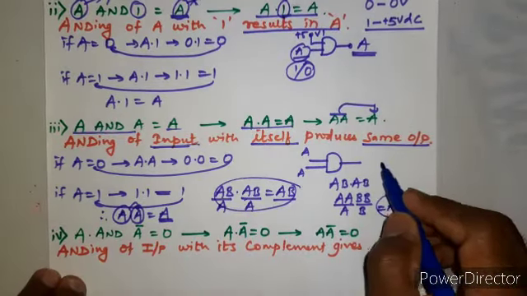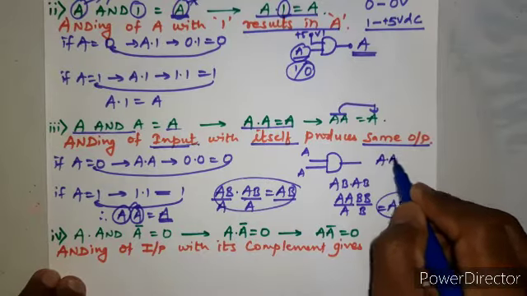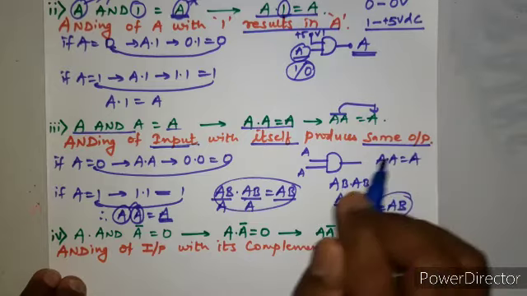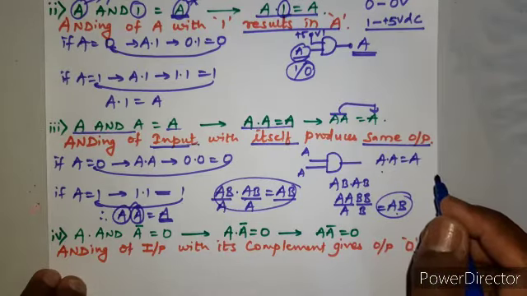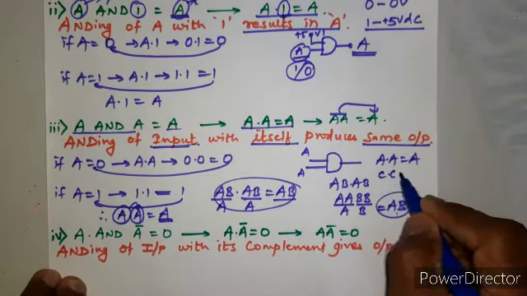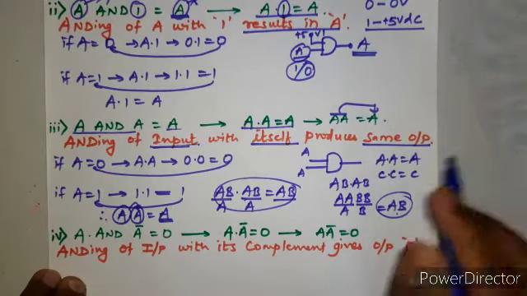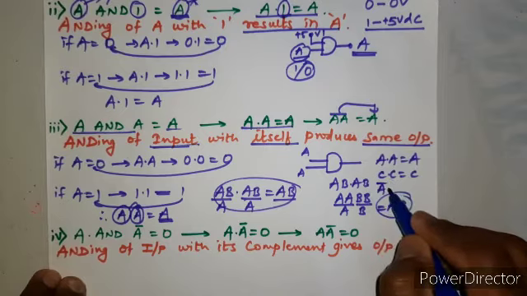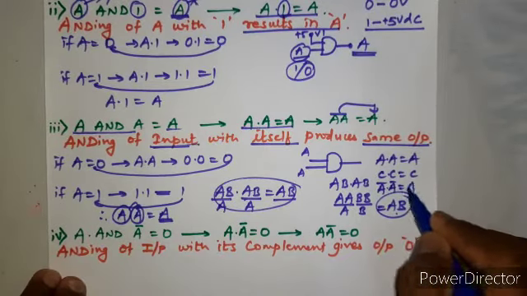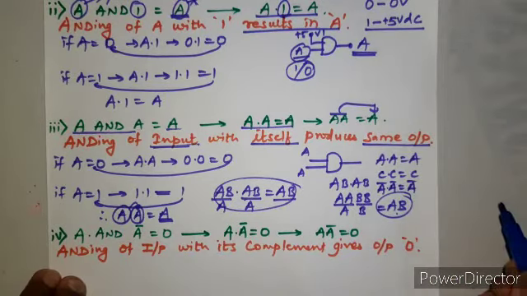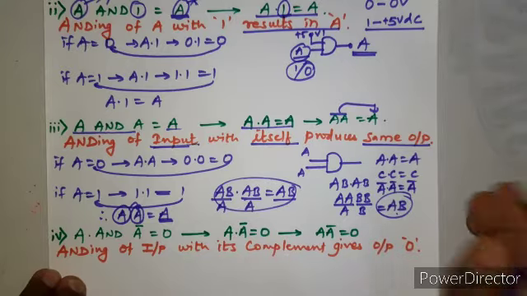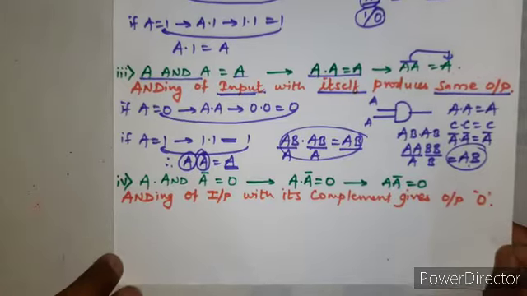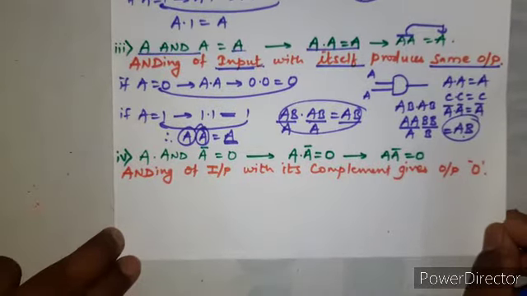Okay, so always remember A dot A is A. Now A is one input, it can be B, C, D, anything. So C dot C will give you C, or A bar dot A bar will give you A bar. I hope you're understanding this, because they are very easy, very clear.